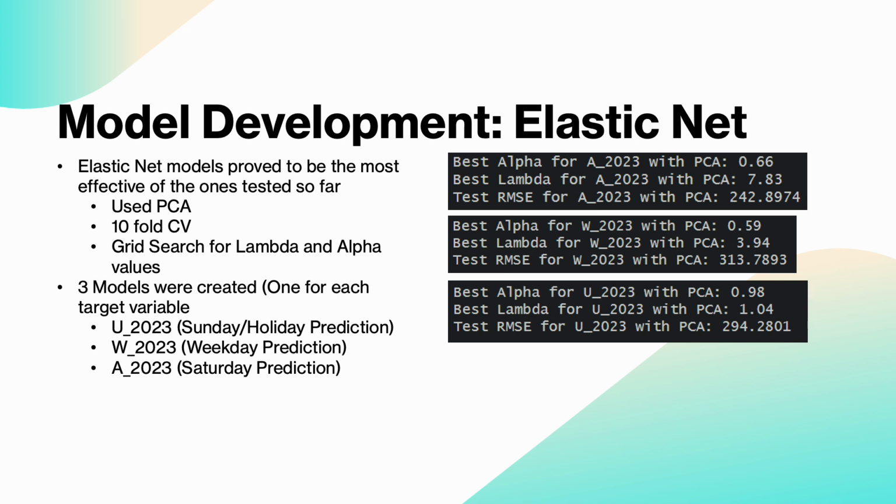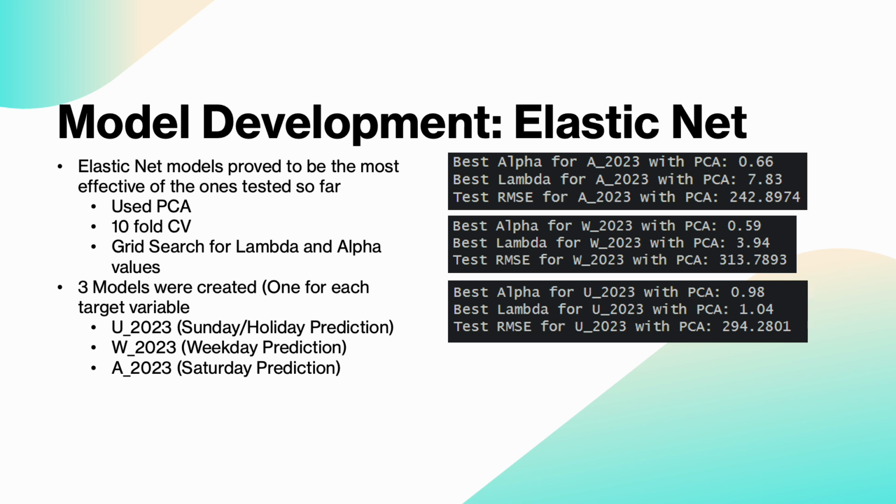So we decided to try ElasticNet, and this is where we had a lot more success. ElasticNet, if you recall, is the combination of ridge and lasso regression. We used PCA, tenfold cross-validation, and a grid search for the alpha and lambda values. The alpha value, if you recall, is between 0 and 1, and it changes between ridge and lasso depending on how far along that scale you are. And lambda is the penalty value.